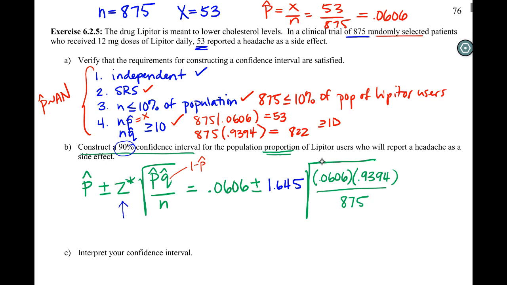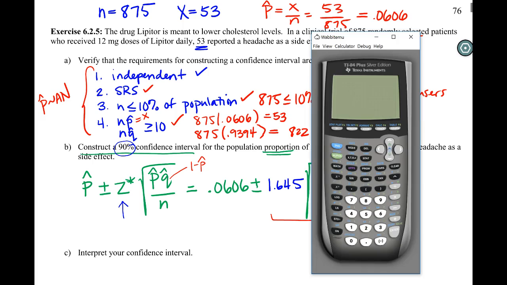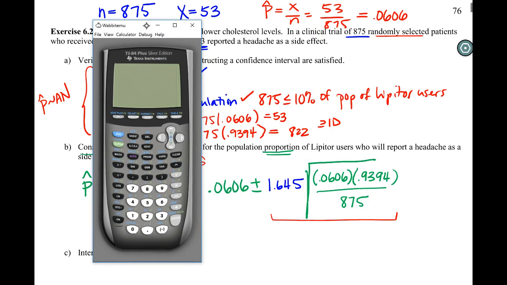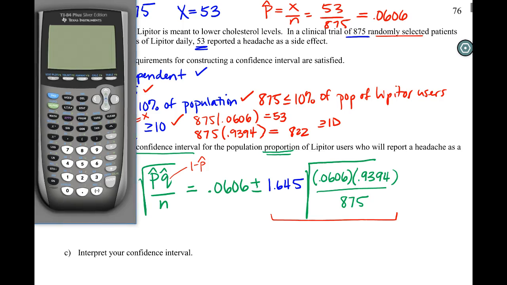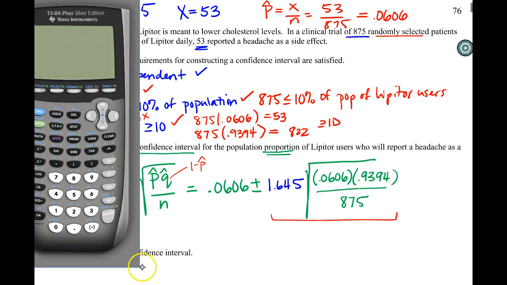I recommend calculating your margin of error first. So for your margin of error, I would come to my calculator and do 1.645 times the square root of 0.0606 times 0.9394, all divided by 875.